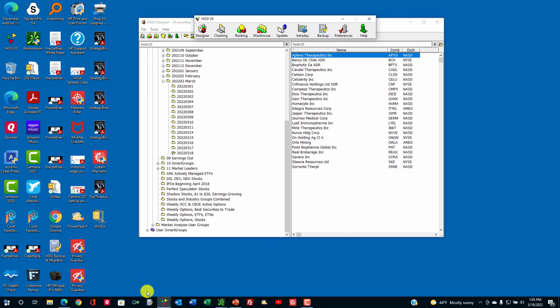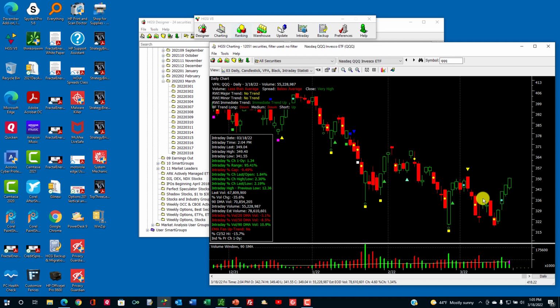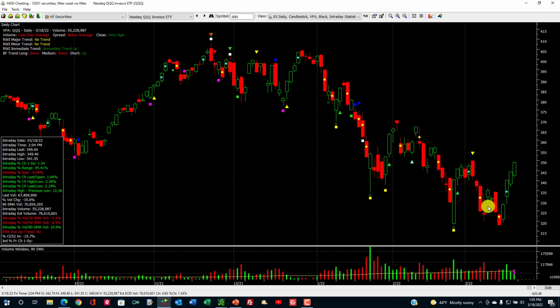I'm going to bring up a chart in HCSI. Here it is right here. I have the QQQ, which is representative of the Nasdaq 100 stocks, and you can see the 4 white candles all closing at or near their highs on these 3 days, and if this continues, it's going to be the same thing today. I'm going to put a temporary arrow resistance over here, and you can see we're right up at resistance.